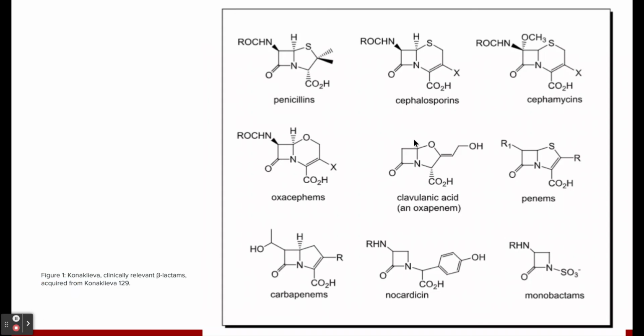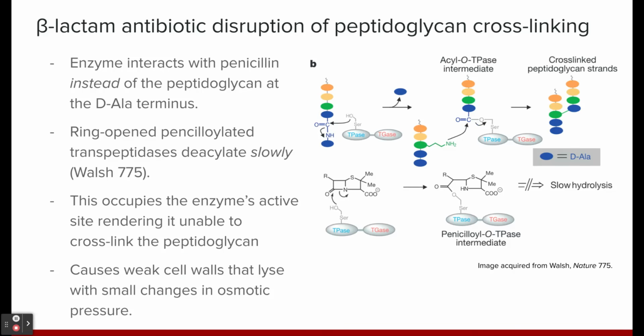Okay, so here are some of these structural beta-lactams to see what these structures look like. Mainly we're going to focus on penicillins here, but just for reference, here are some other clinically relevant beta-lactams. So ultimately, the enzyme interacts with penicillin instead of peptidoglycan at the D-ala terminus.